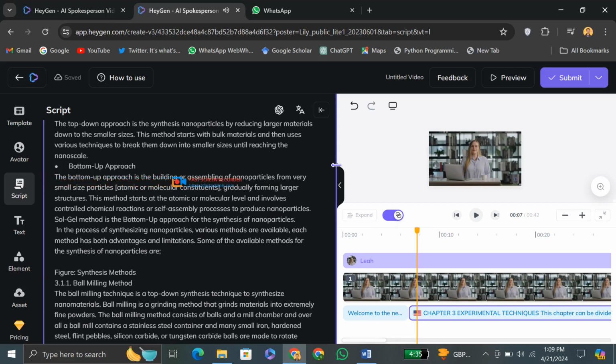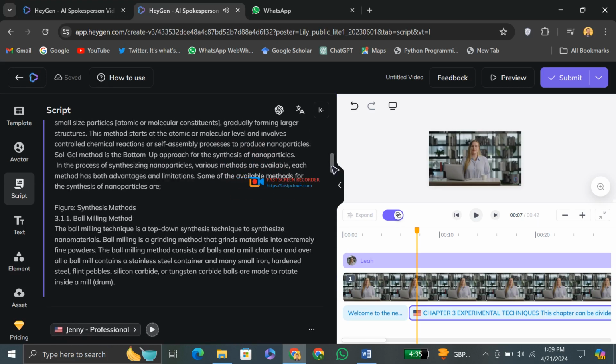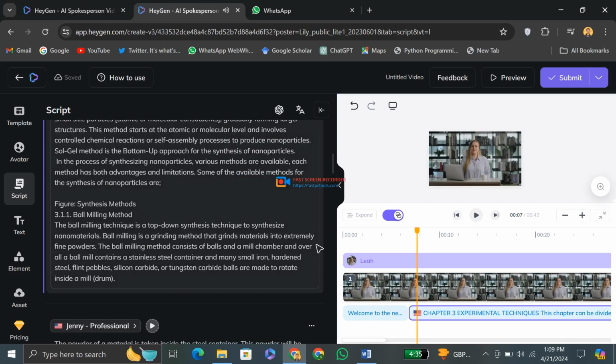In the process of synthesizing nanoparticles, various methods are available. Each method has both advantages and limitations. Some of the available methods for the synthesis of nanoparticles are: Figure, synthesis methods.